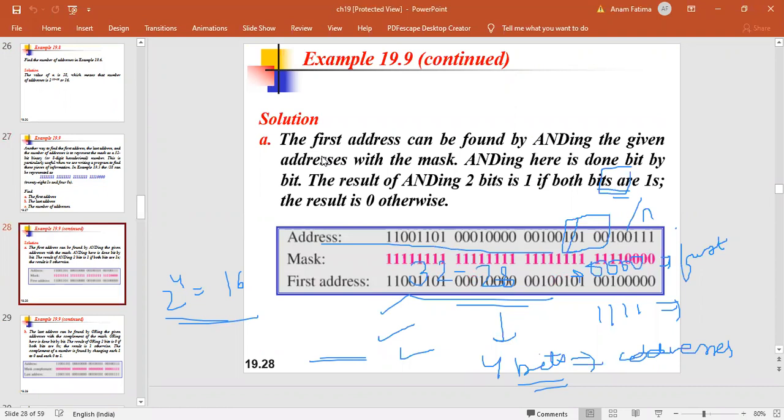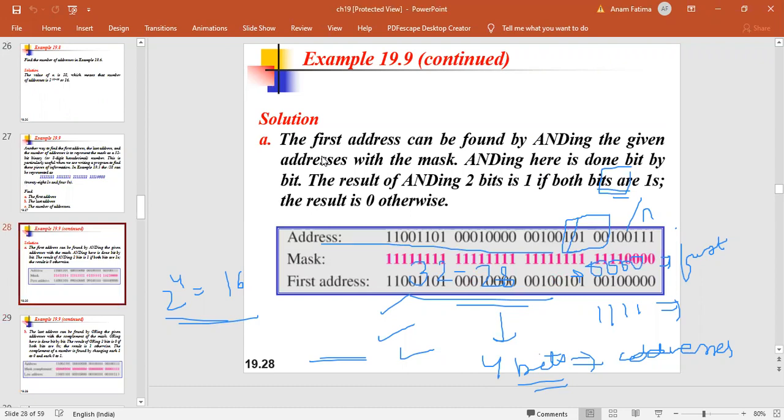Okay, another way to find the first address: as I said, we were putting the rightmost 4 bits as zeros. For the last address, we're putting the rightmost 4 bits as 1. And for finding the number of addresses in the block, whenever your slash notation is given, 32 minus n is going to represent the number of addresses within the block.